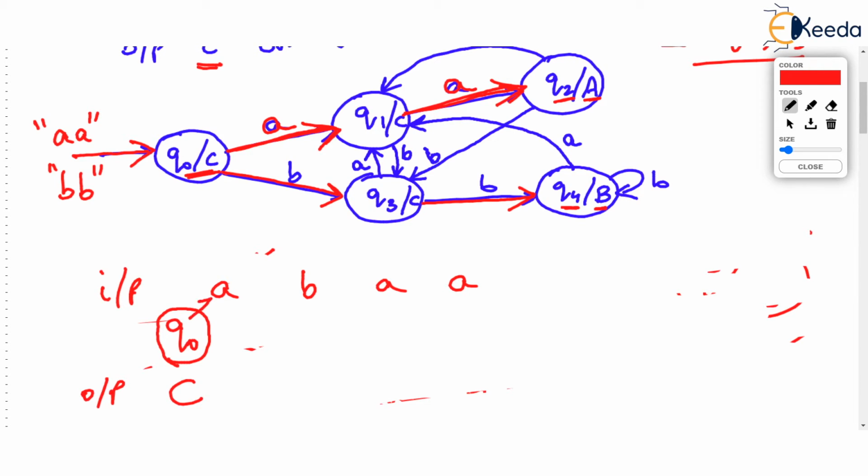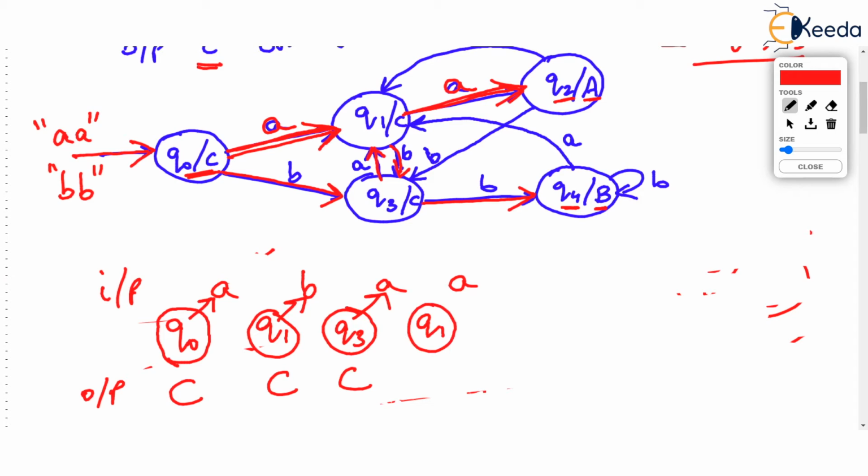Now Q0 reads small a. On reading small a, it goes to Q1. So the new state is Q1. But as soon as the machine enters Q1, it again produces output C. Check the output in the Q1 state. Now Q1 is reading small b. If it reads small b, notice this transition, it goes to Q3 state, and in the Q3 state, again the output is C. In Q3, the machine reads small a. On reading small a, the machine goes to Q1. So the new state now is Q1, and in Q1 it produces C.